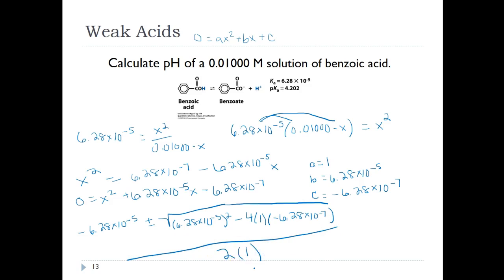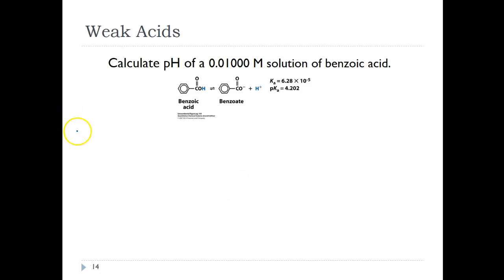So now I've got some algebra to do. I'm going to have to go to the next slide because again I'm out of space. But I'm going to just do the math inside the square root and then take the square root of that value. And so what I ended up with there was negative 6.28 times 10 to the negative 5th, that's my negative b, plus or minus, and then when I simplified everything inside the square root and took the square root, what I got was 0.001586 all over 2.